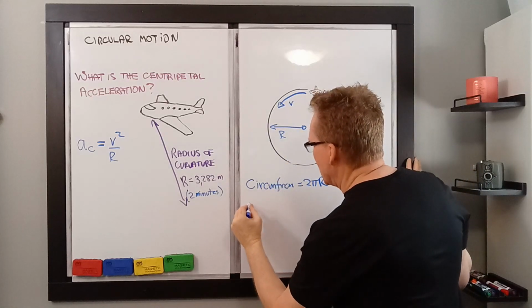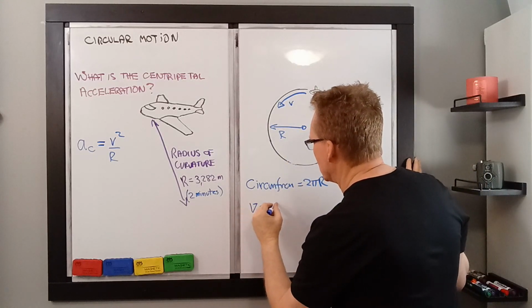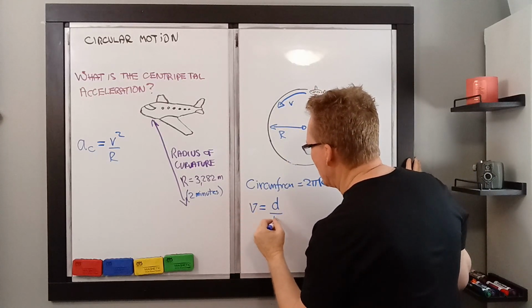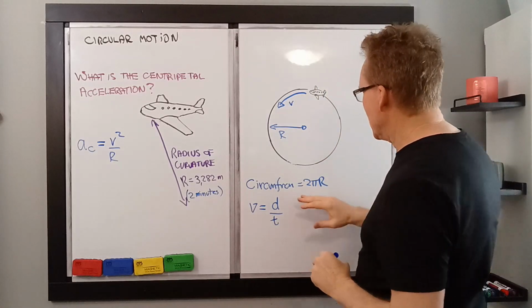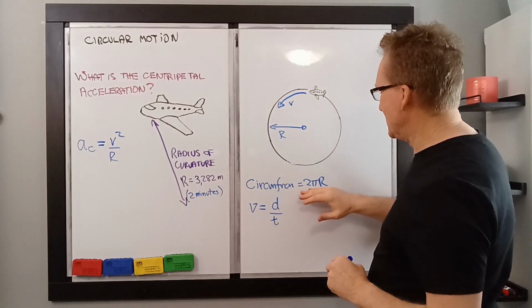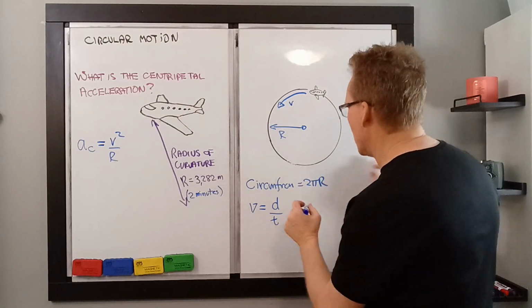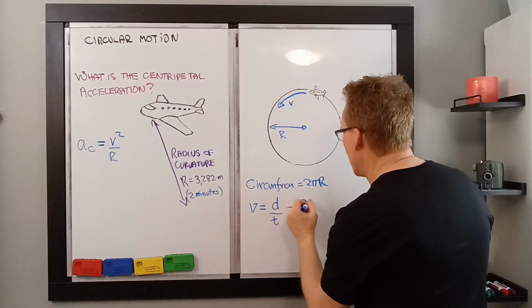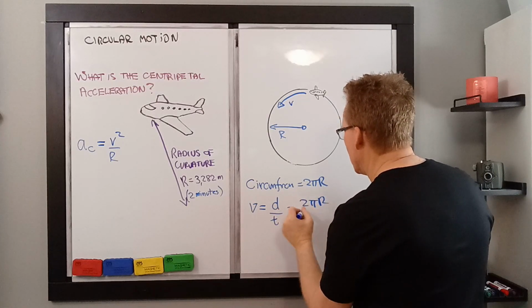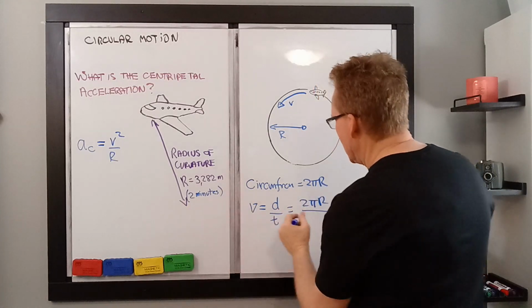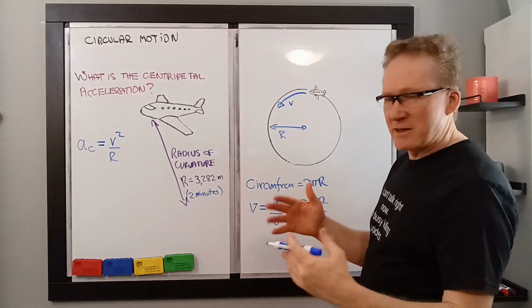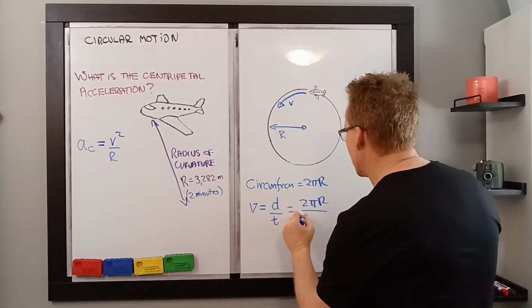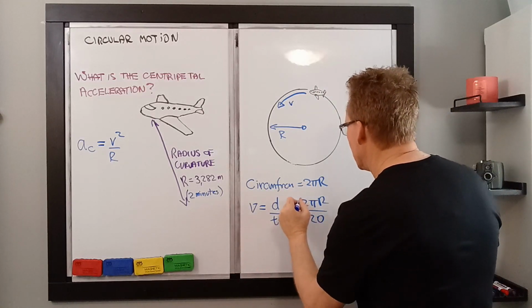2 pi times r gets you all the way around. And if you remember, the velocity is equal to the distance you go divided by the time it takes you to go that distance. So if you go all the way around, the distance is 2 pi r. So this is going to be equal to 2 pi r, and the time is 2 minutes. Now we don't want it in minutes. We never like it in minutes. We want it in seconds. So this is 120 seconds.